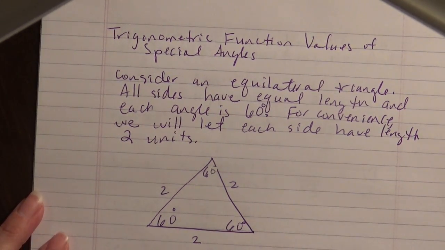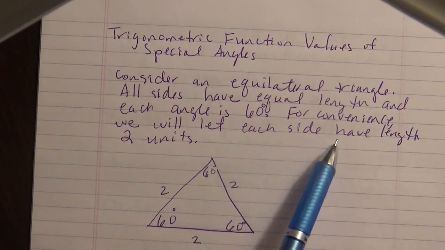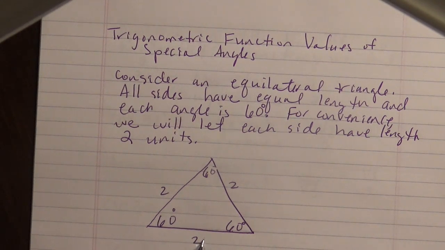So we're going to look at an equilateral triangle, meaning that all the angles are the same and all the sides have the same length. All the angles are going to be 60 degrees to add up to 180. For convenience, we're going to let each side have length 2 units. Yes, they could all have length 1, or length 5, but we're going to choose 2 because it's going to be a little easier for us to work with that way.